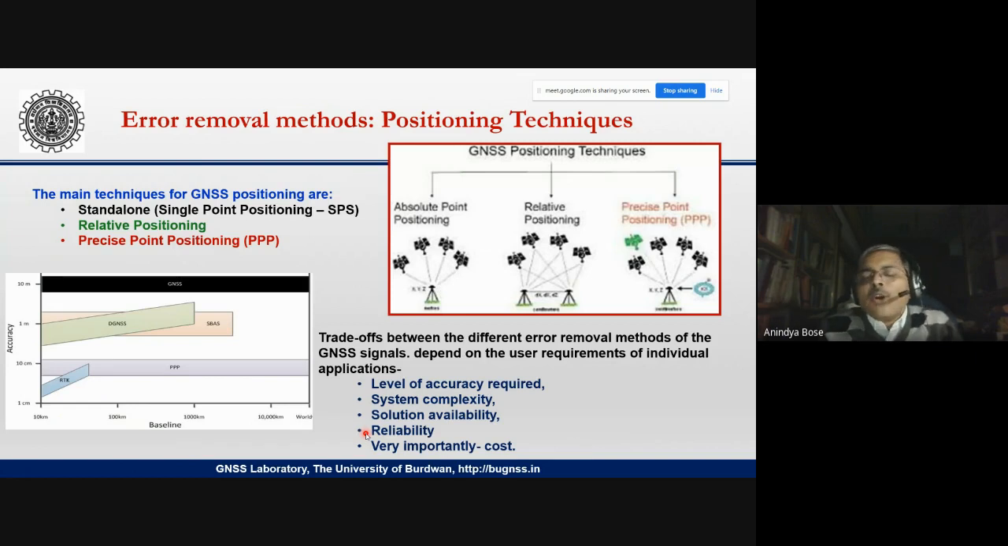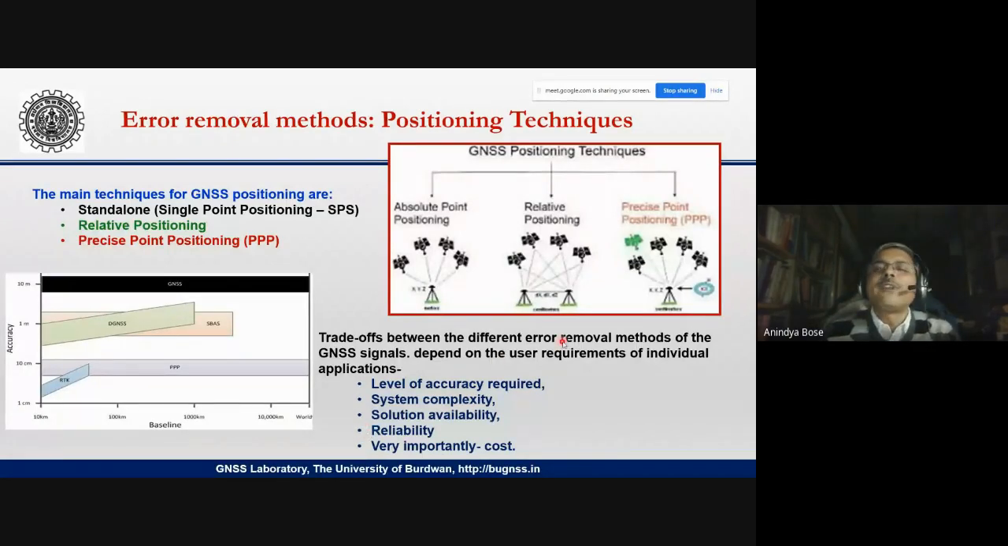Now, obviously we have seen that there are different types of errors, and we are striving for a very good quality solution, of the order of centimeter or millimeter or beyond. So how can we do that? The obvious answer is, if you can remove the errors, you will get a better solution. Your solution is being degraded due to the errors. So if you can take out the errors, your solution would be better, right?